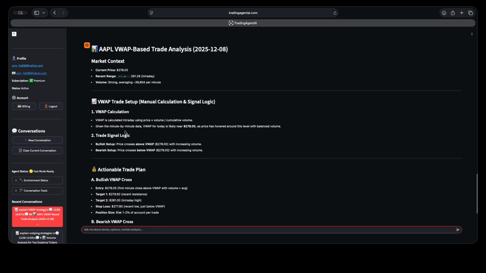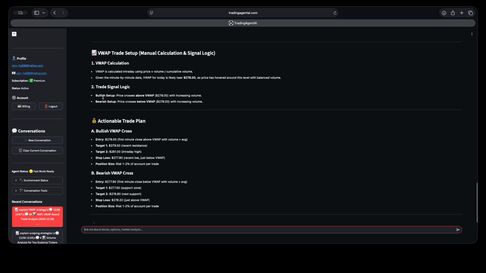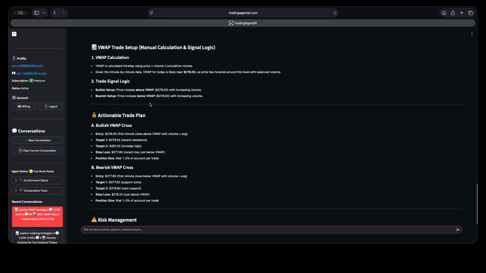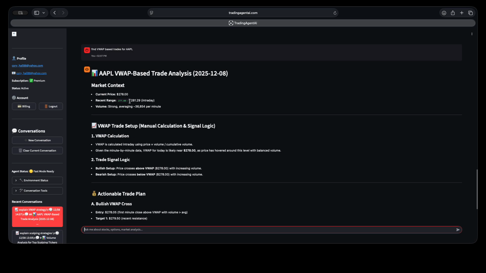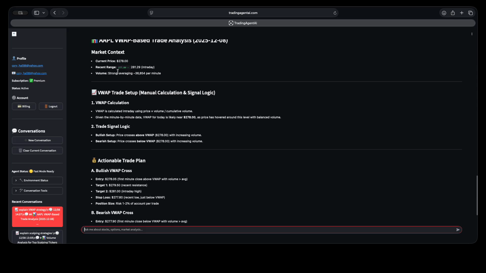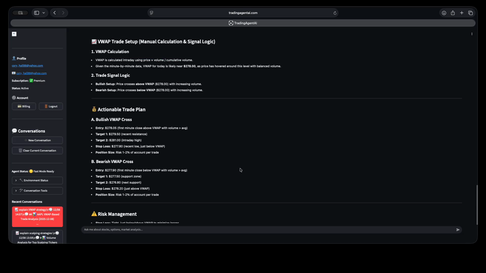So we got the VWAP trade analysis, telling you how to do the calculation and how to set it up. Your bullish setup is the price crossing above VWAP, which is 278, and your bearish setup is it dropping below VWAP, which is 278. Right now it's slightly below. It looks like that was the close, and then the entry, and the pre-market might be 281, and we got some good volume here, averaging around 36,000 per minute.